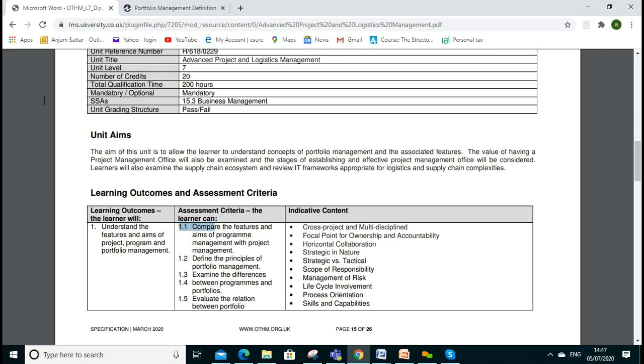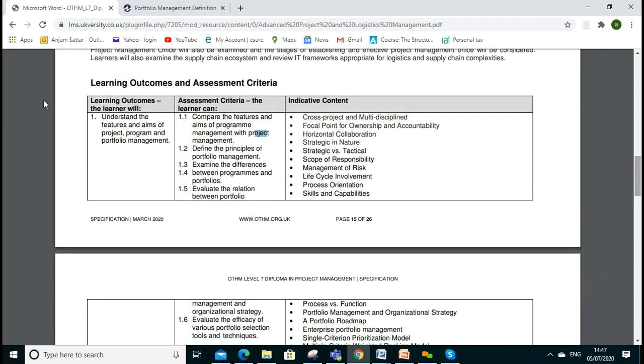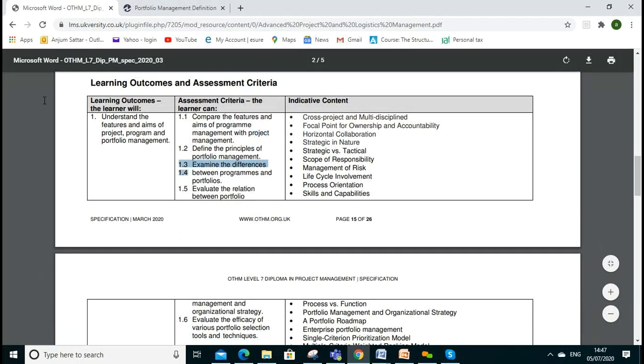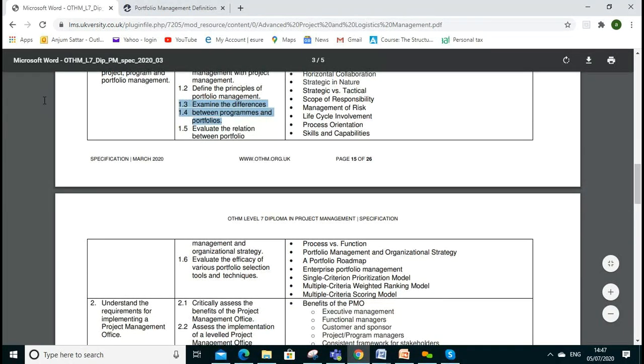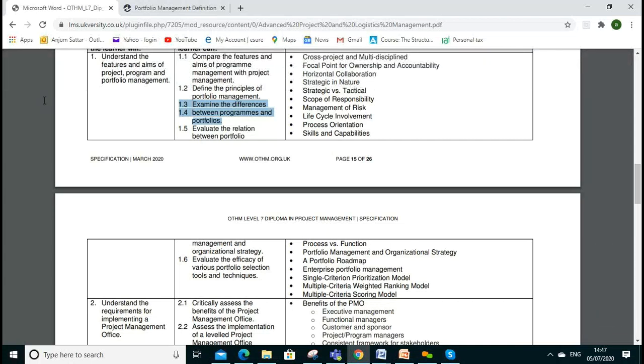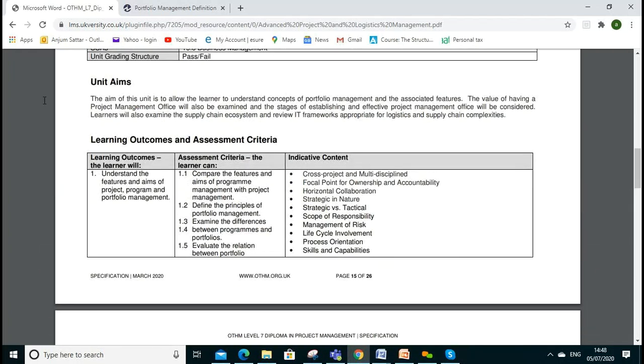Understand the features and the aims of project, program, and portfolio management. Today's lesson has these assessment criteria: compare the features, aims, and management of the project and program management, and define the principles of portfolio management. Criteria 1.3 and 1.4 are marked together, examining the differences between the program and the portfolio. Then evaluate the relationship between portfolio management and the organization strategy.